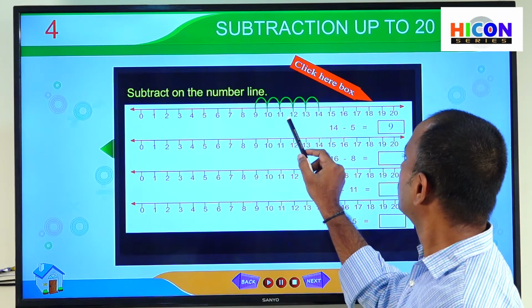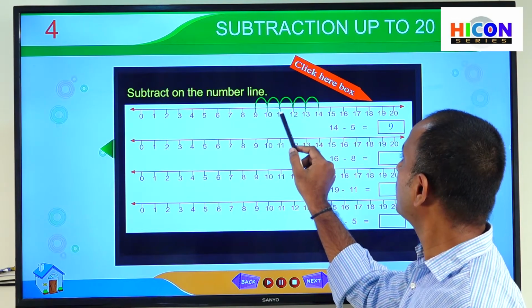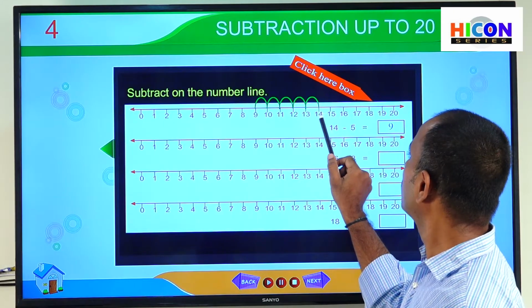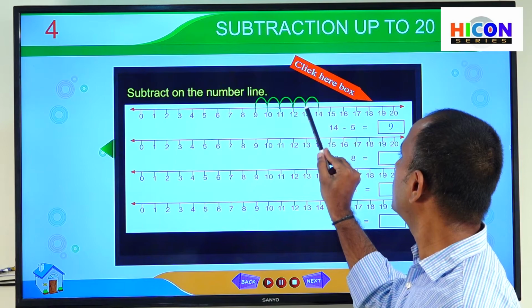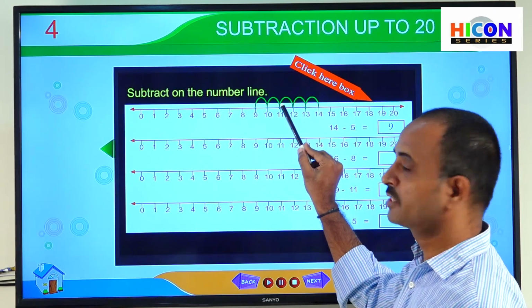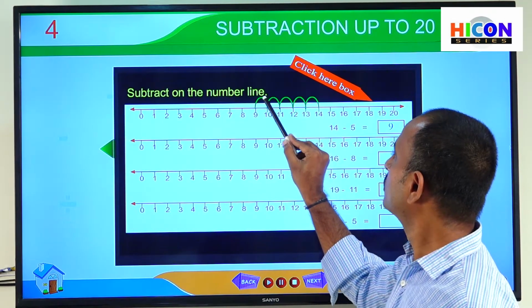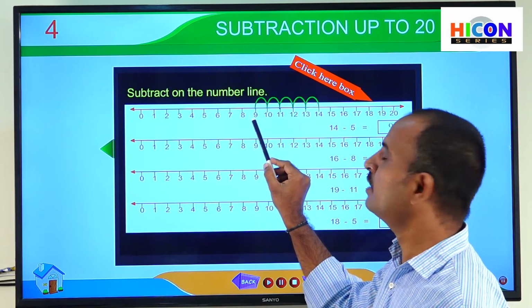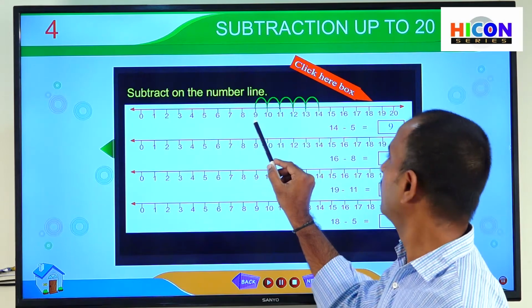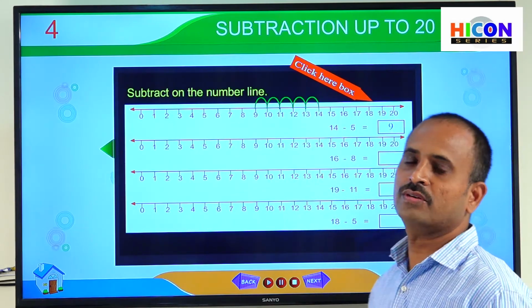So children, observe carefully the markings on the number line, how we have to move stepwise. After 14, we have to move 5 steps. This is step 1, step 2, step 3, step 4, step 5. So after moving 5 steps, we have finally reached the number 9. So the answer is 9. So we have written 9 in this box.